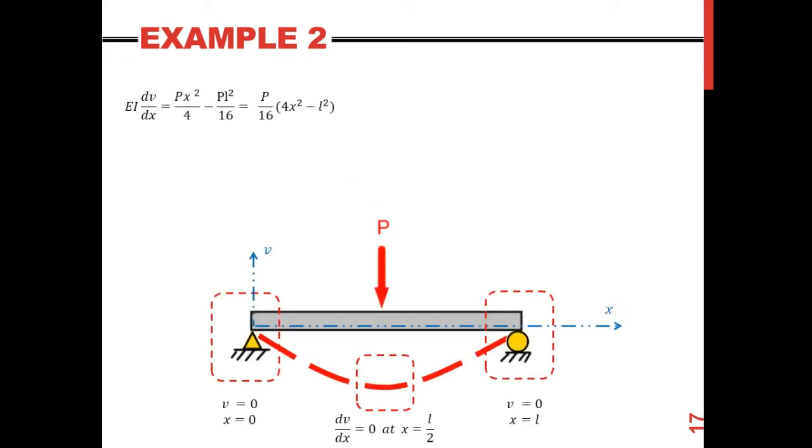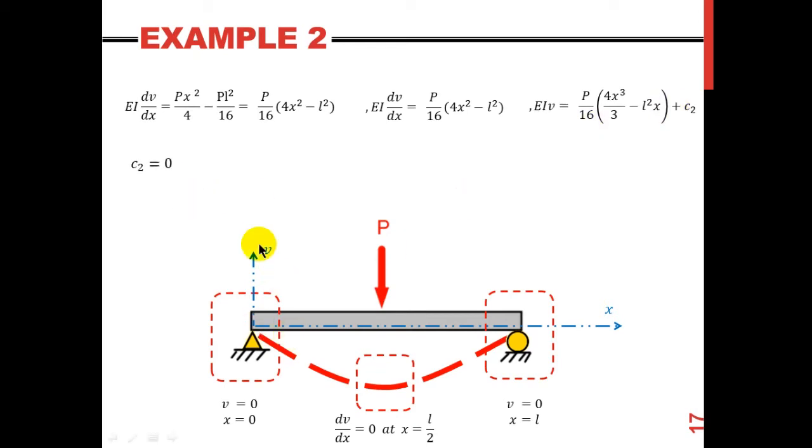Okay, let's carry on. I'm just going to simplify it, so I end up with this expression. This is my slope, but I don't want the slope, I want the deflection. So I'm going to integrate it once more. That gives me another constant, C2. So simply, C2 is going to be 0.